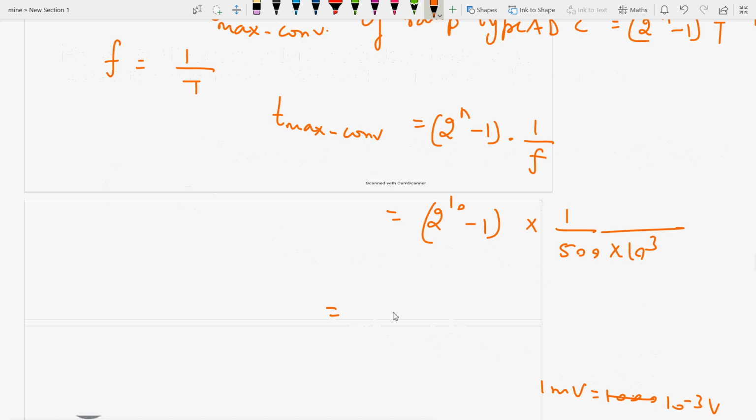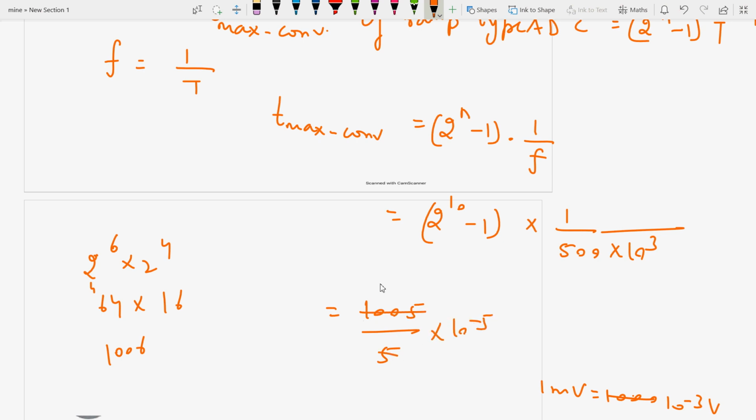So if you calculate it as 2 to the power 6 into 2 to the power 4, it is 16, and it is how much? 64. 6 carry 16 and 96, it is around 1006. Okay, so 1006 minus 1, it is 1005 by 5 into 10 to the power minus 5. Okay, so it will come out to be 5 2 ja 10, 0, 5 1 ja 5. Actually, the answer is about to be 2046 microseconds. Okay, you can calculate it in your copy.